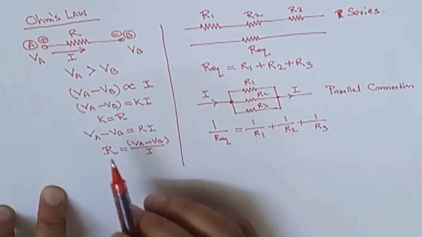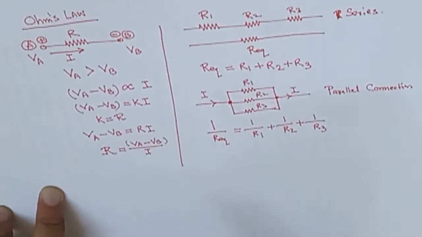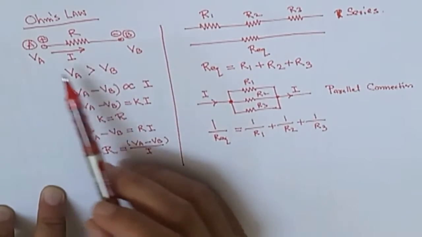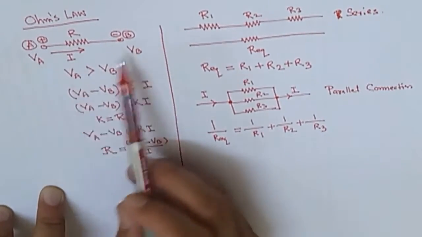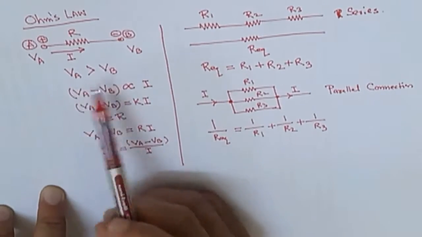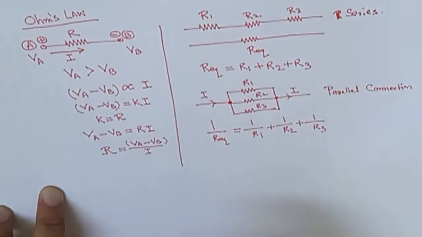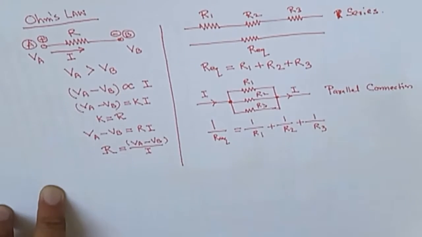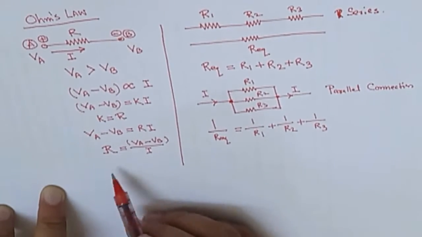So this is all about the basic principle of Ohm's law: with two different voltages, the current passes from the higher potential to the lower potential, and this is the basic resistance formula, how you can find the resistance.